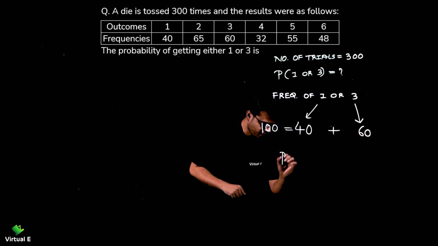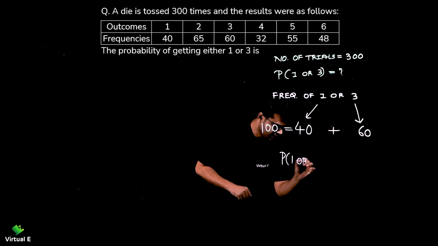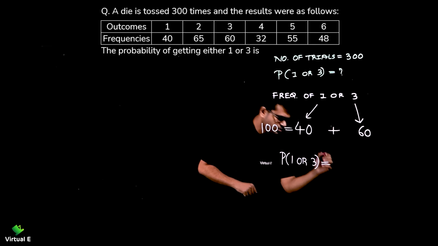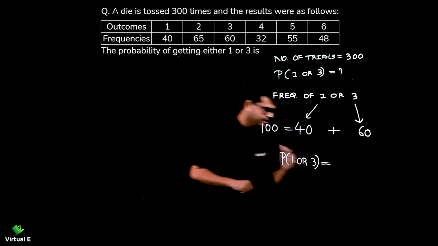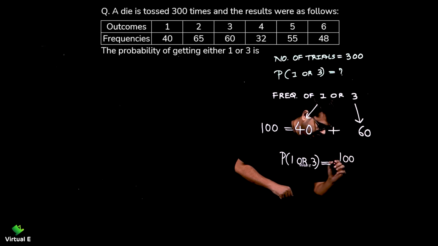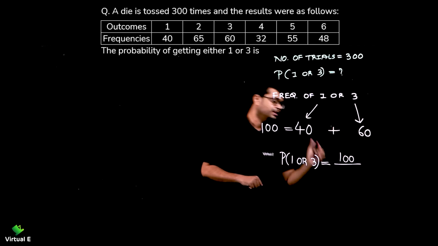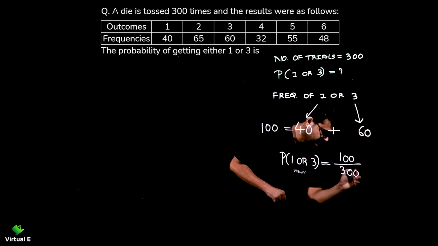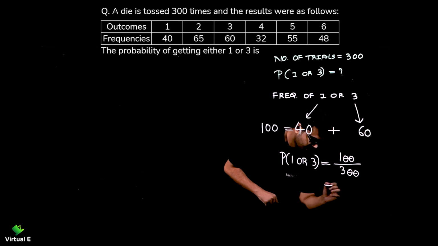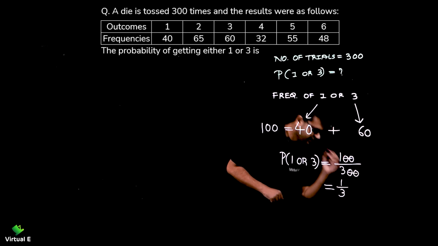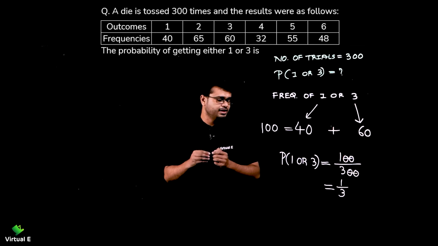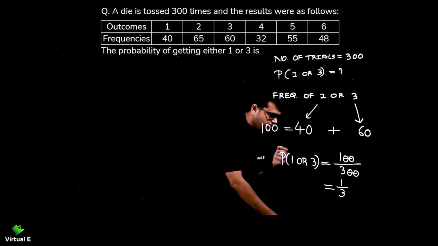So, let's get the required probability of 1 or 3. What is the favorable frequency? That is 100, and the total number of trials is 300. So the 0s get cancelled, and that is 1 over 3. That is the probability of getting either 1 or 3.